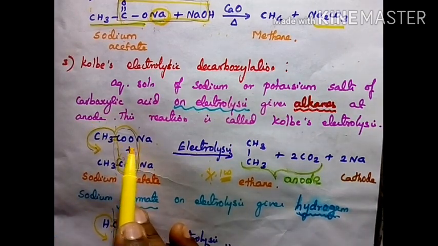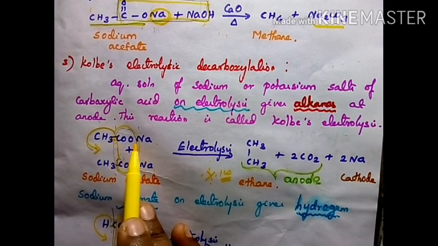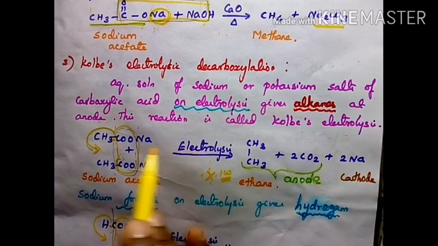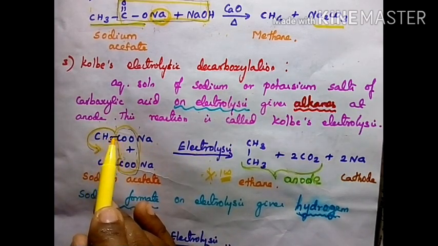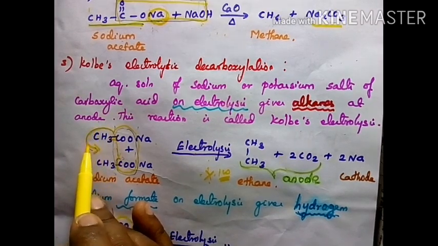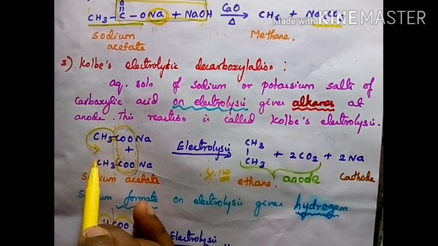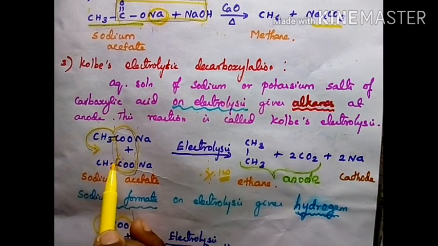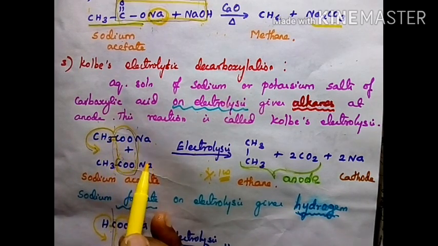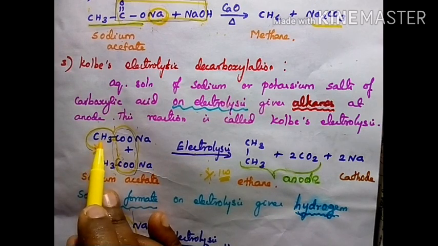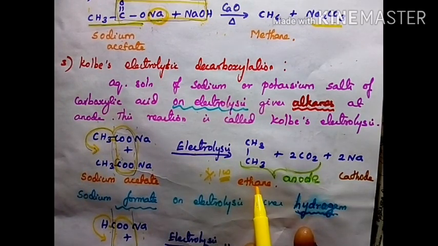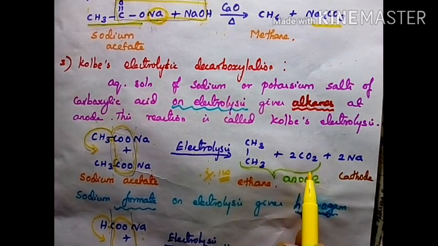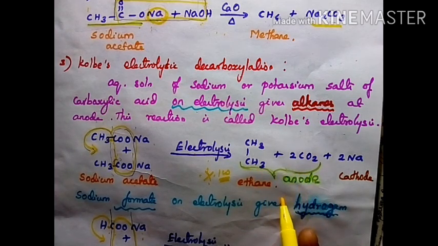So, what is our sodium salt of carboxylic acid? Same sodium acetate, CH3COONa. During electrolysis, the bond between the CH3 and CO breaks, and a new bond is formed between carbon and carbon. If any atom or group forms a new bond, it has to lose one bond. So this bond breaks and carbon dioxide goes out. 2 Na get liberated. And a bond is formed between CH3 and CH3, so it is called ethane. Carbon dioxide and ethane are both liberated at the anode.